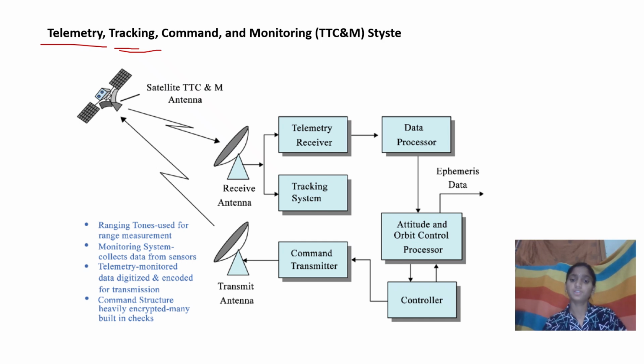Next, the information from the attitude and orbit control is given to the controller. The attitude and orbit control produce the instructions, and the controller converts them into command signals. The output of the controller is command signals, which are given to the command transmitter. The purpose of the command transmitter is to send the signals to the satellite by a transmitting antenna present on the ground station. We can see how each block performs its operations.